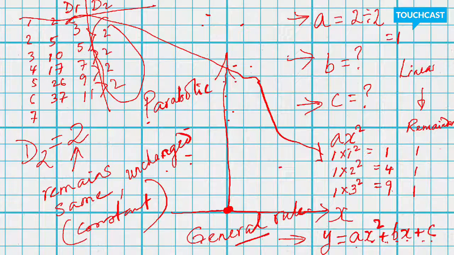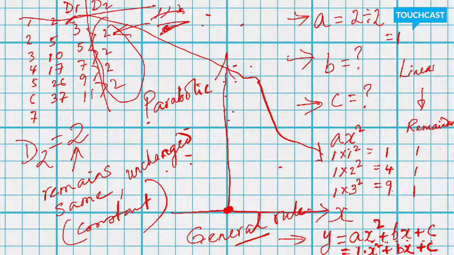Now, the rule is pretty simple. To find a, look at the second difference and divide the second difference by 2. So 2 divided by 2 gives you 1. So we know something. This is 1, x squared, plus we do not know what b is, so it's bx plus c. We need to figure out what b and c is.